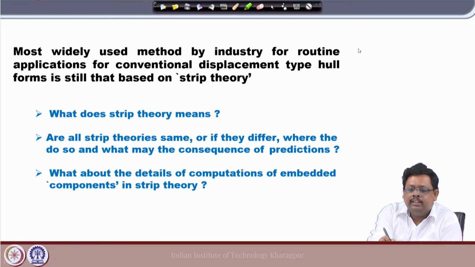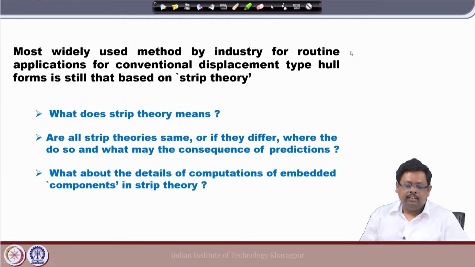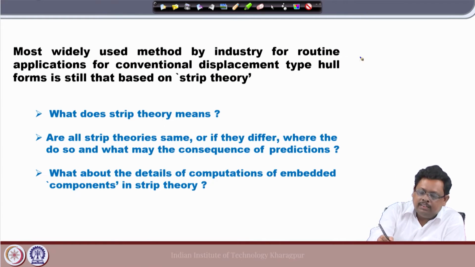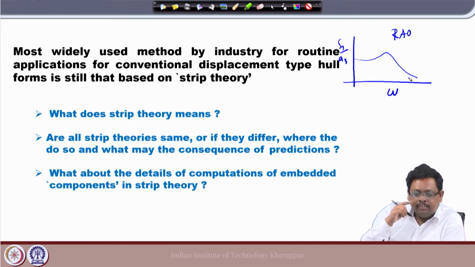for the global motion, for example, I am looking for the RAOs only, it is nothing but frequency versus amplitude, right? Let us take xi 3 by A3. If my focus is this, then strip theory is very good when we look for these global parameters like the RAOs and the global force, etc.